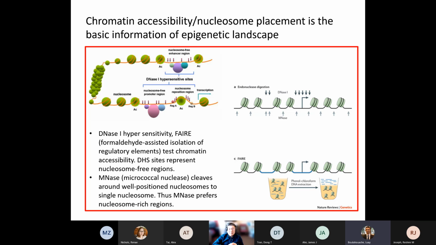Is that the purpose of FAIRE? Yes, because for FAIRE, what you do first is formalin treatment, formaldehyde treatment, right? Yeah. The formalin treatment will make the protein and DNA get associated permanently with each other. I see. Okay. Some of the naked region will not have that cross-linking. Yeah. So when you do a phenol-chloroform extraction, you can extract those naked regions.